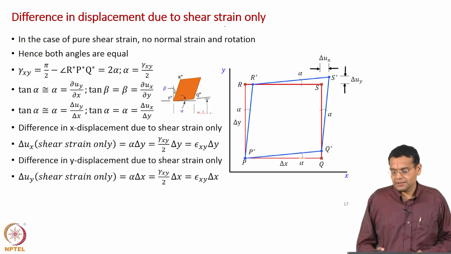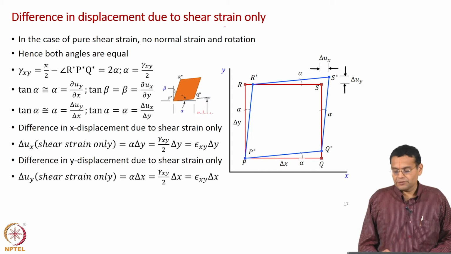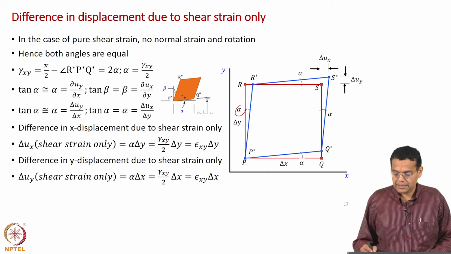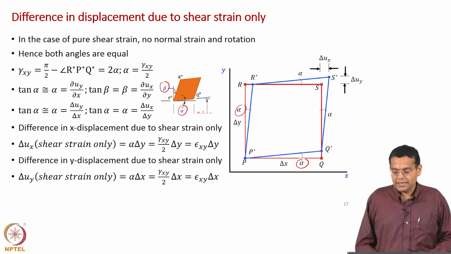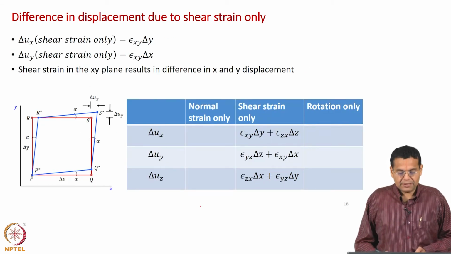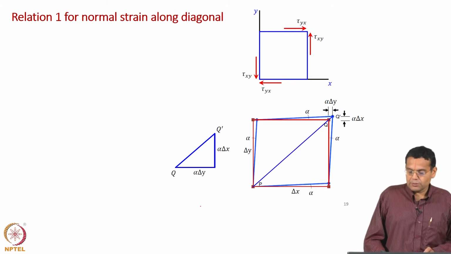So, I am just showing the slides for recall. We consider a plate subjected to only shear strain. In the case of shear strain these angles are the same. Earlier they were just alpha and beta, but when it is subjected to pure shear strain they become equal and they are just alpha. And we discussed what is the difference in displacement in the x direction, y direction, etc.